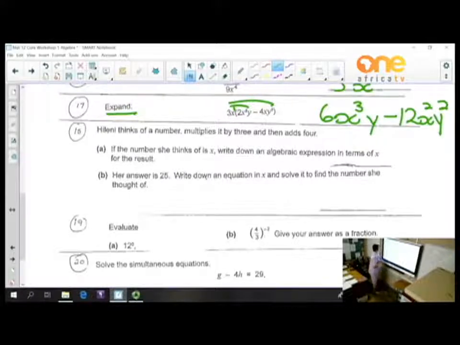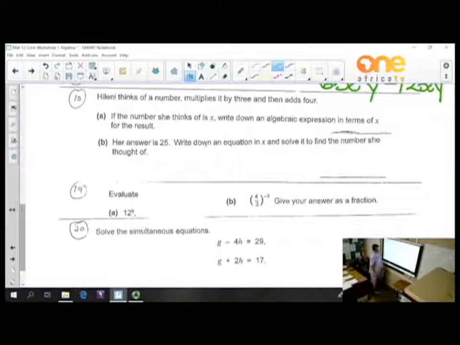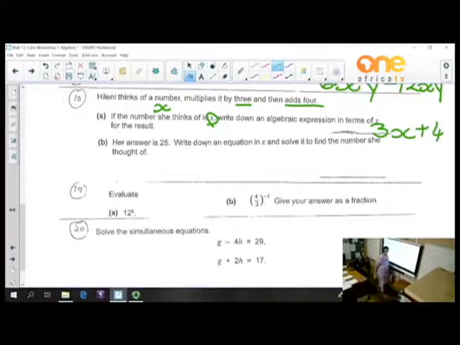Question 15 is again a word sum. Eleni thinks of a number. Now that number we're going to make x. She multiplies it by 3 and then adds 4. And that's what we're going to do. You just do it step by step. So the number that she thinks of is x. If I multiply this by 3, then I will have 3x, add 4, plus 4. That's all that we do there. Her answer is 25. So we can say that 3x plus 4 is equal to 25.